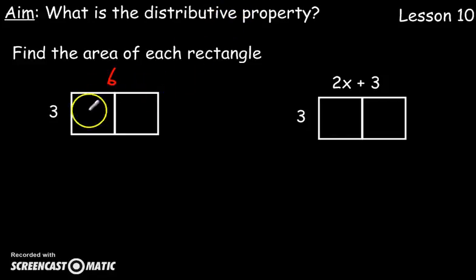So how do we find the area of this rectangle? Well, it's a 3 by 6 rectangle, so it's just 3 times 6, which is equal to 18. We could also break that 6 up into two other smaller rectangles.